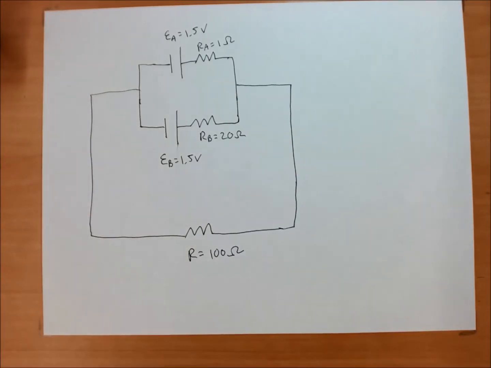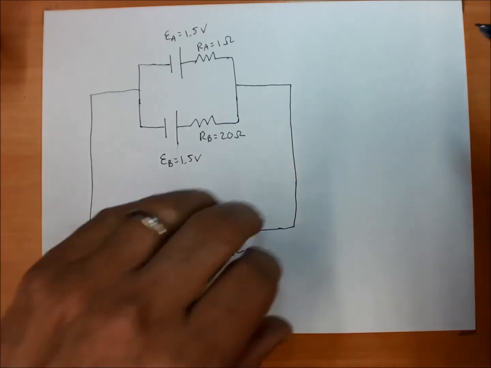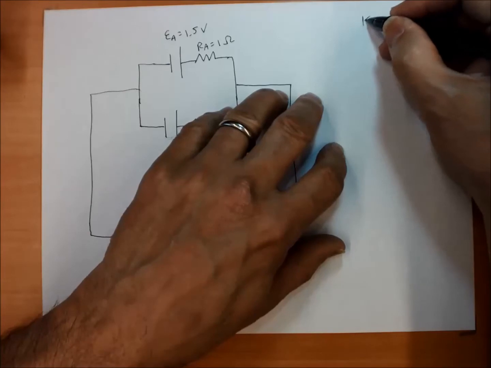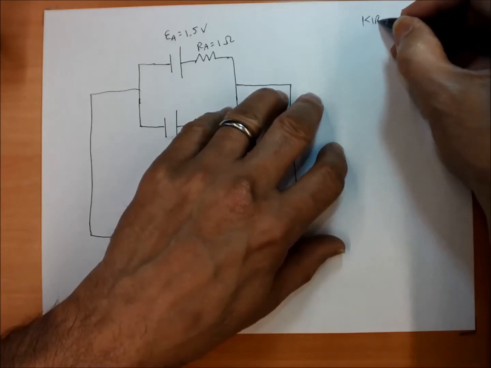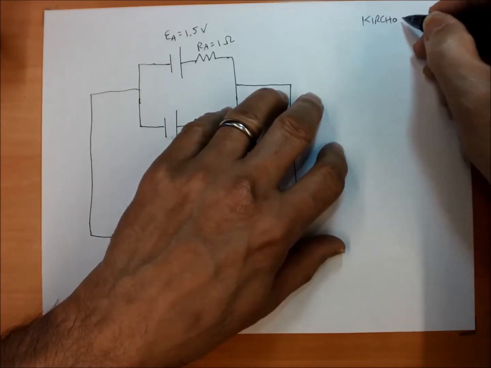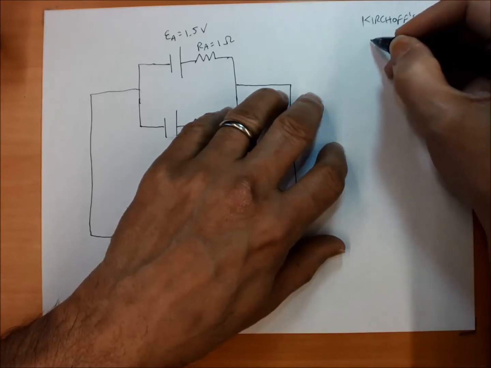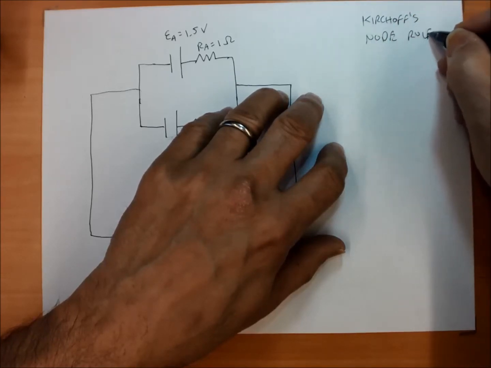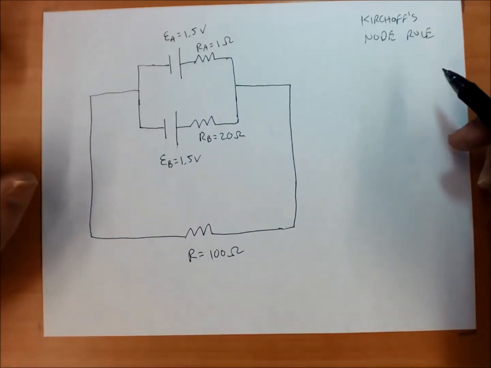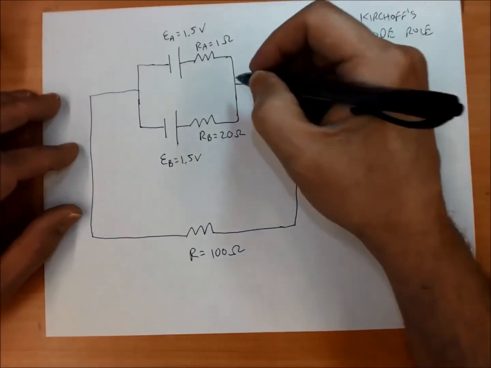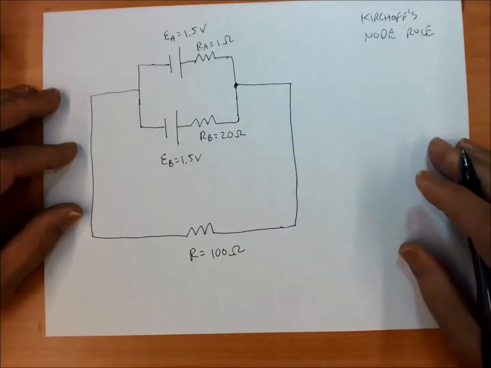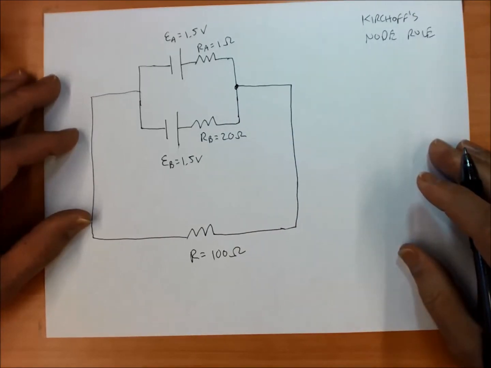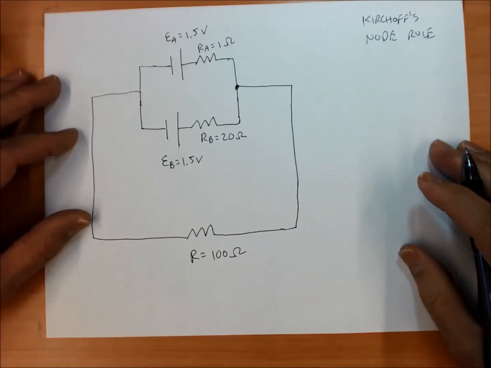Okay, so we're going to use Kirchoff's loop law, but we're also going to use another law called Kirchoff's node rule, or node law. And basically what it says is that the sum of the currents going into a junction, called a node, is equal to the sum of the currents coming out of the junction.